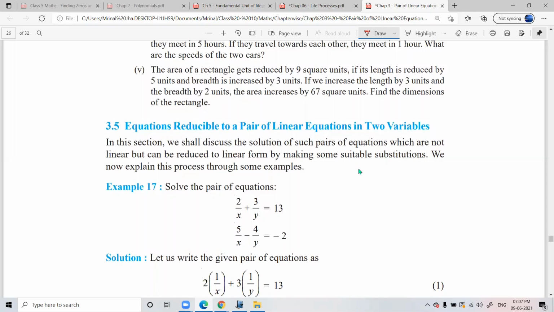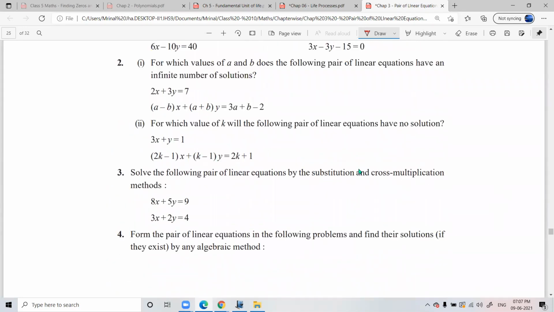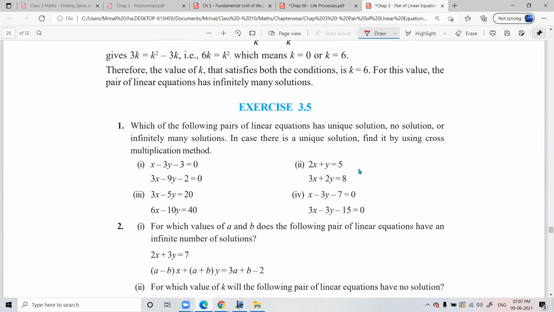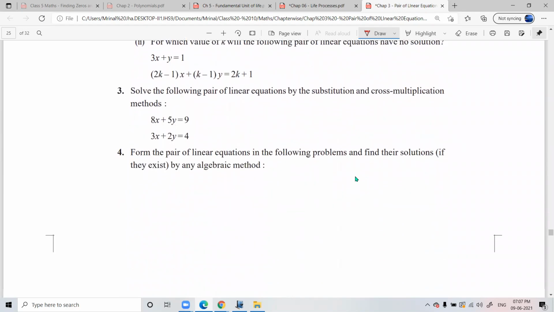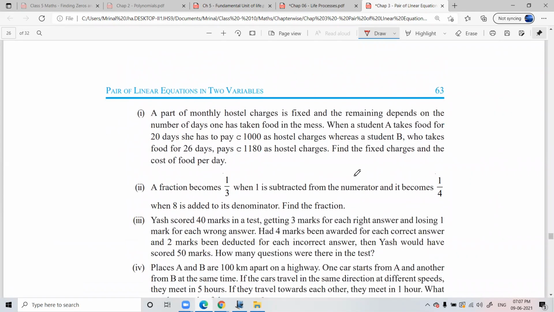Okay. So up to this 3.5 exercise, they are just basic straightforward questions where you will be using one of the 4 methods for solving the equations, or we will be checking how many solutions it has, whether it has one solution, infinitely many solutions, or no solution at all. All the basic questions which we have seen so far.